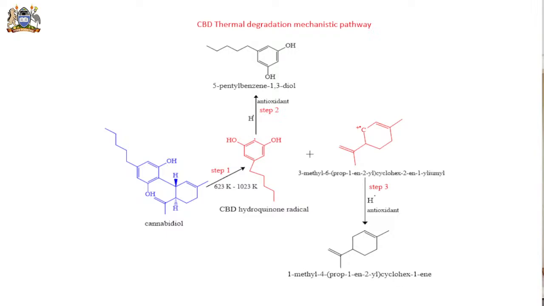3-methyl-1,6-prop-1-en-2-ol cyclohexane 2,1-helium, that's a carbocation, which is also a radical, very active in the body system. This also gets converted to 1-methyl-4-prop-1-ene cyclohexane 1-ene. That is commonly known as olivetol.